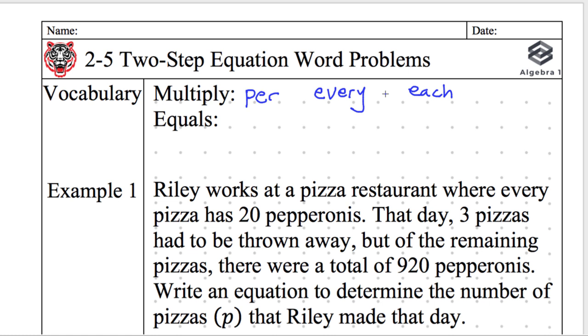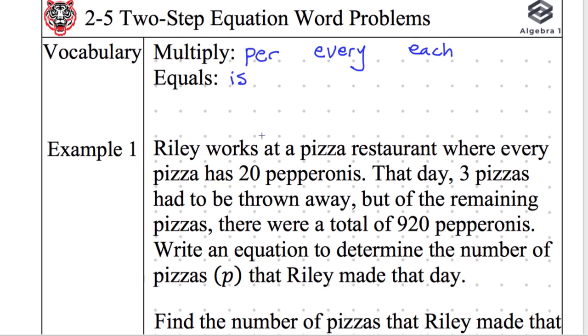And then equals. The big key giveaway to write an equal sign is the word is. So if you say 12 is 2 more than 3, which is incorrect, but 12 is 2 more than x, for example, you say 12 is 2 more than x. You literally write an equal sign wherever you see an is. So if you see an is, turn it into an equal sign.